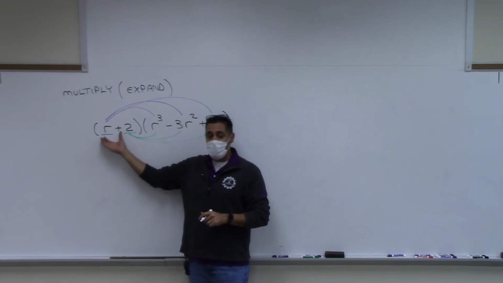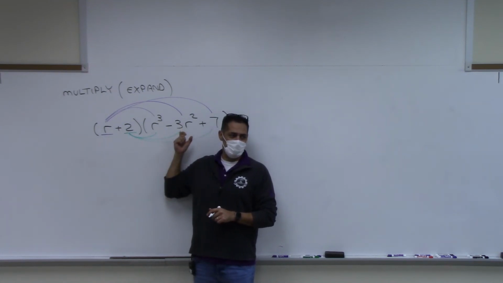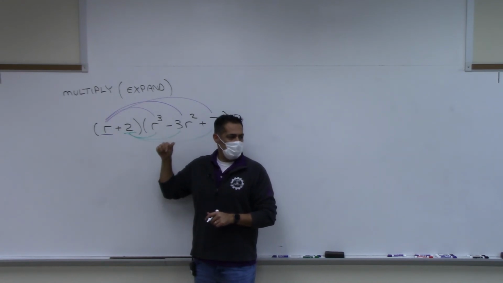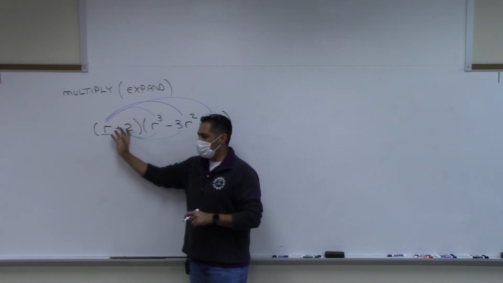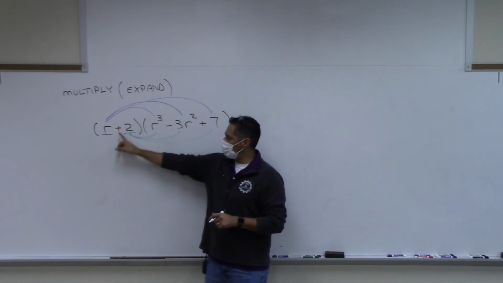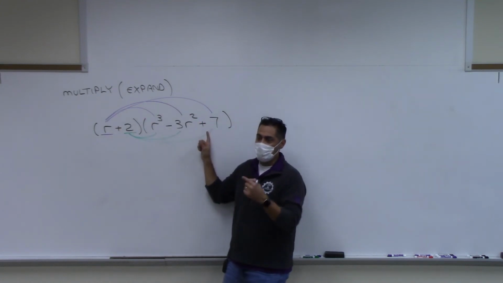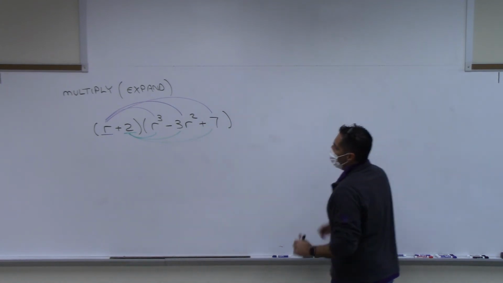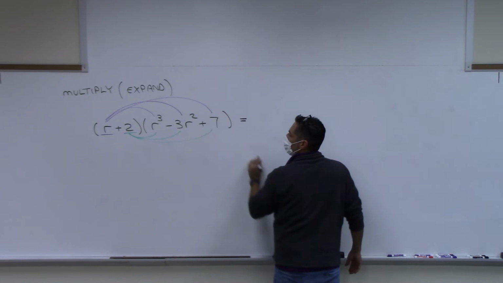If you had a tri and a tri, how many do you think you'd have to do? 12. If you had 3 and 3, 9. You would have to do 9 multiplications. It's always however many are here times however many are here. So if this is 2 terms and this is 3 terms, you're going to need 6 multiplications. That make sense? Yeah. Okay. So go ahead. You want to keep going? Tell me what it is.